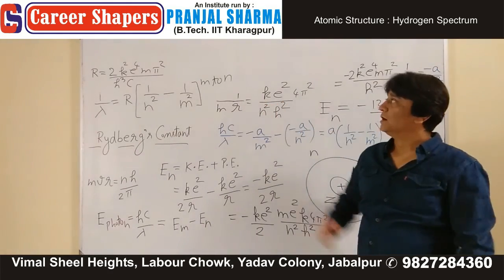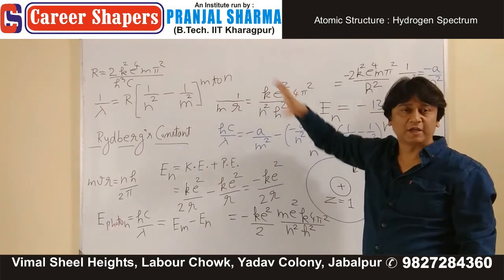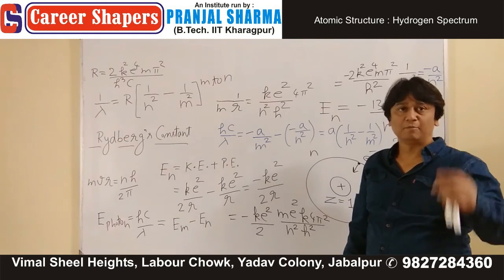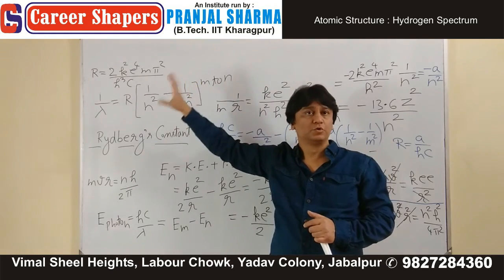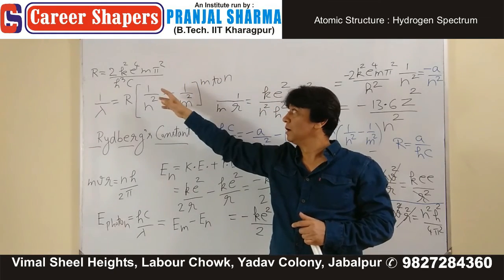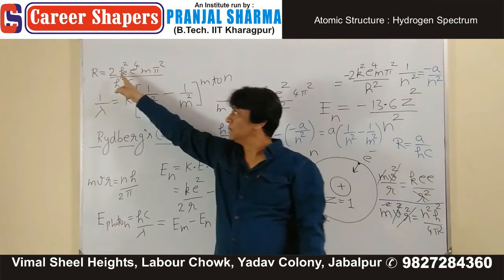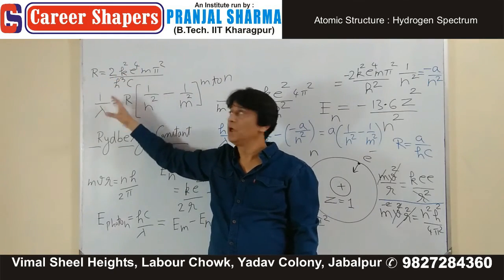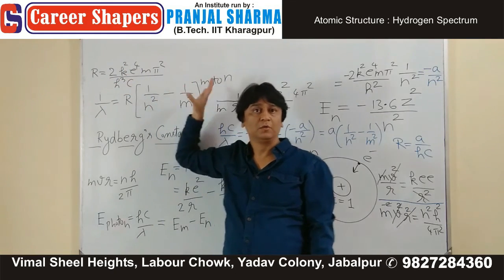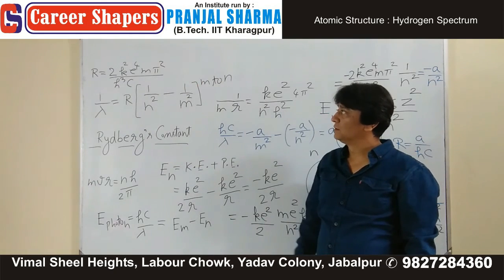So Rydberg found the whole thing using all the experimental results. But then Bohr tells us that you can find the Rydberg constant using all these very fundamental values. Replace k with 1 upon 4π ε0 and you can further refine the whole thing. Note down this much and the rest we'll discuss in the next class.